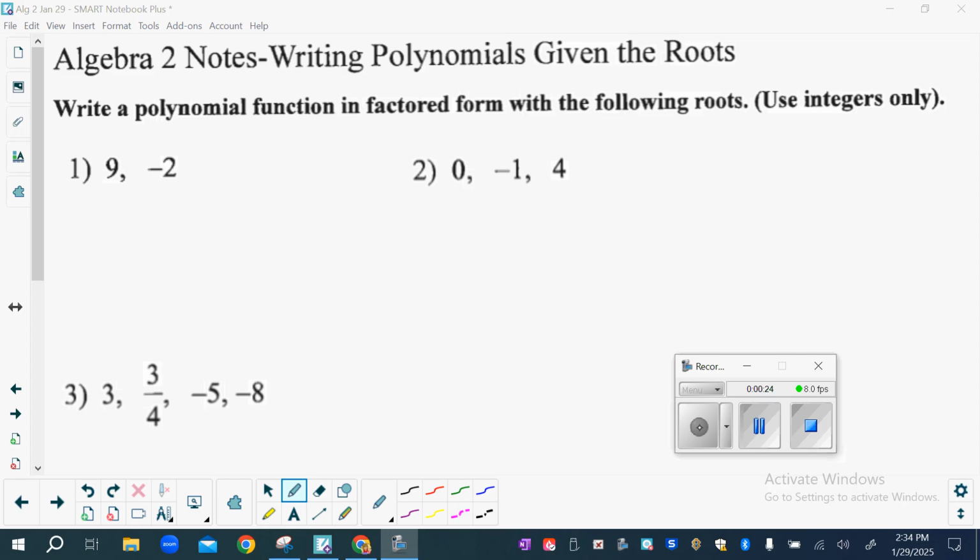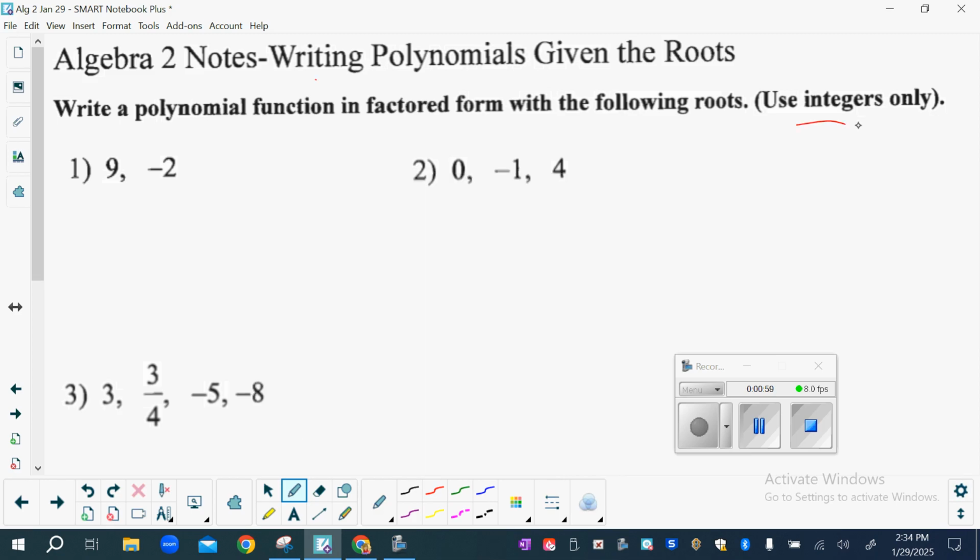Okay, so we're writing polynomials given the roots today. So we found the roots of polynomials. Today we're going to write a polynomial. So we want to write a polynomial function in factored form for the first one, with the following roots, and we want to use integers.